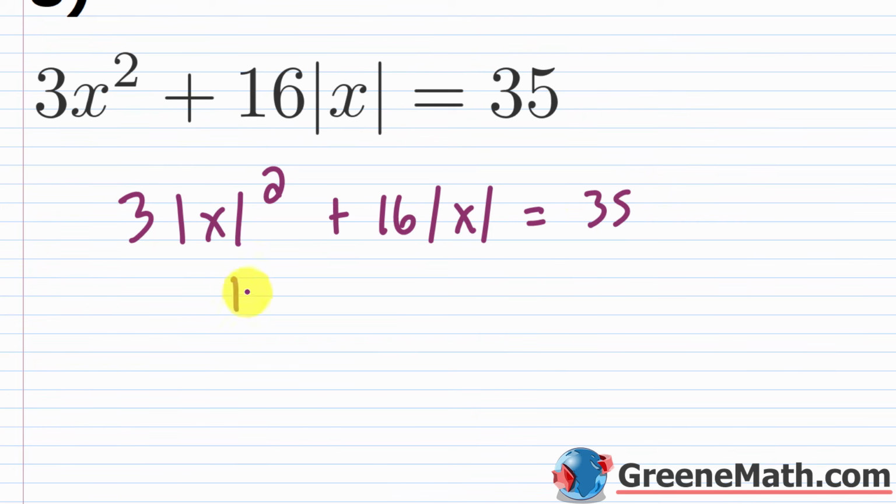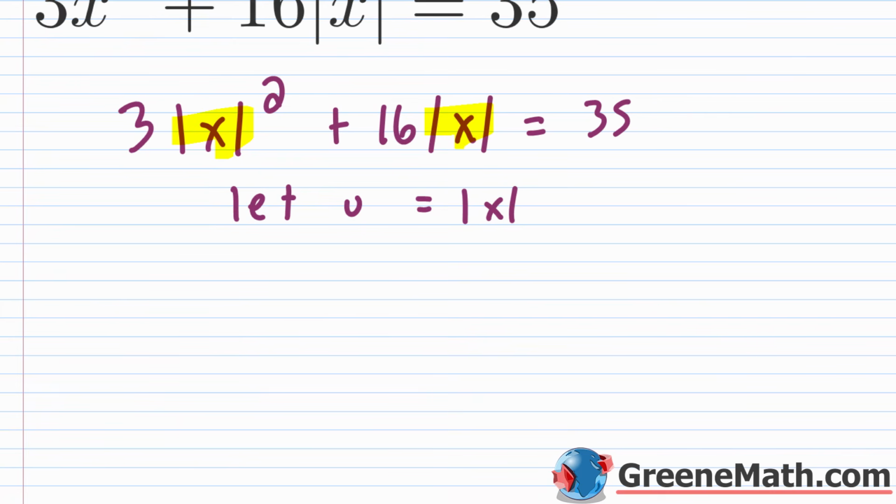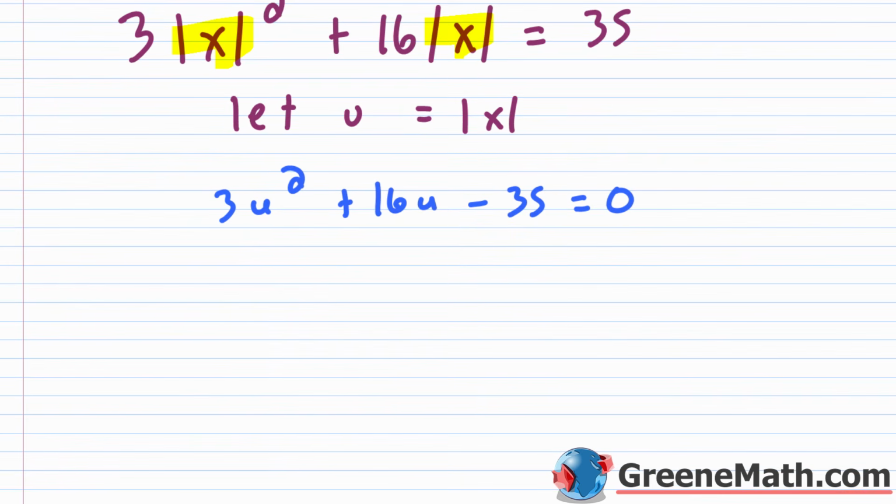So now I'm going to let something like u or z or whatever you want to use be equal to this absolute value of x. I'm just going to plug that in here and make a simple quadratic to solve. So this would be 3u squared plus 16u. And let's subtract 35 away from each side. So minus 35 is equal to 0. This is something we can solve using factoring. So I'm just going to put a 3u here and then put a u here. And let's set that equal to 0 there. For this guy right here, it's negative.